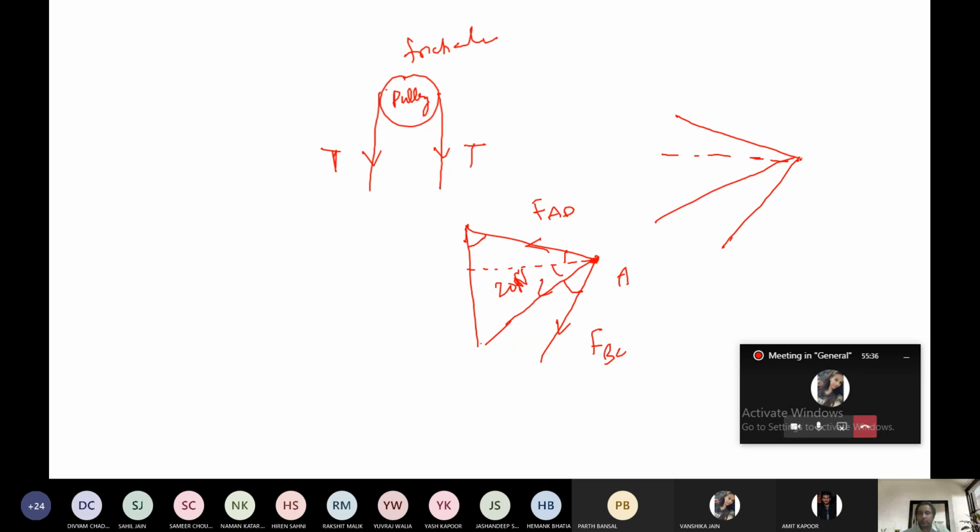For A point, this is FAD. See this angle? This is 20 kilonewton or 20 Newton, and this is the third one, that is FBD or whatever it is. I don't know exactly the configuration. This is I think 30 degree. So you can calculate this one. You can just make the components. You can easily calculate it.